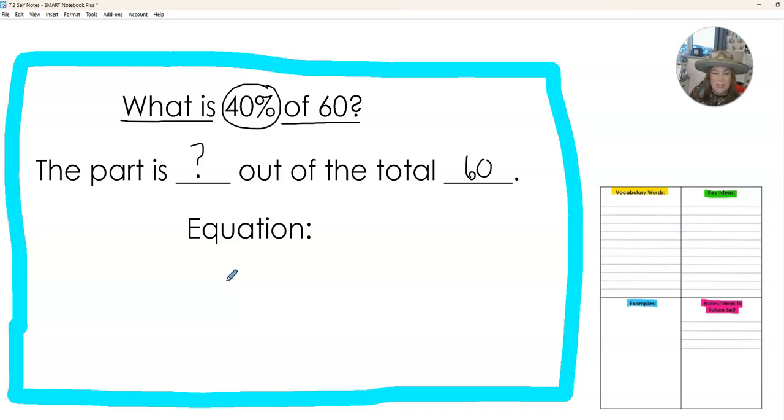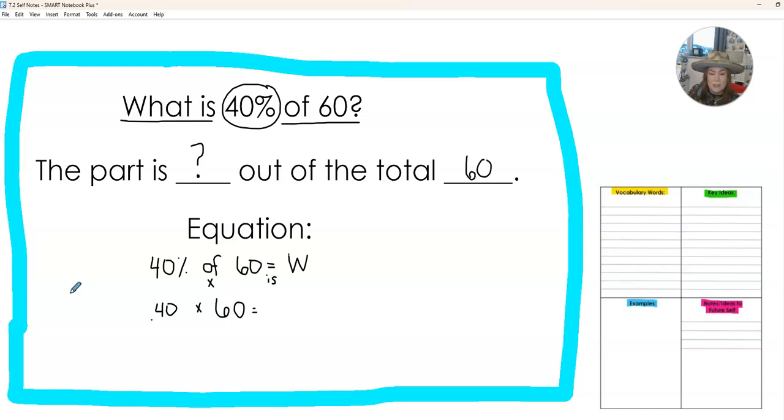So we can write this a couple ways. One, we can write an equation. So we can take 40% of 60, and of means to multiply. Of is multiply. And that's going to equal, right? That's is what? We don't know. We're looking for that what. 40% of 60 is what? And now I can solve this. So we're going to write this as a decimal. So back 2 places. So 0.40 times 60. And now we can solve that to find that missing piece.